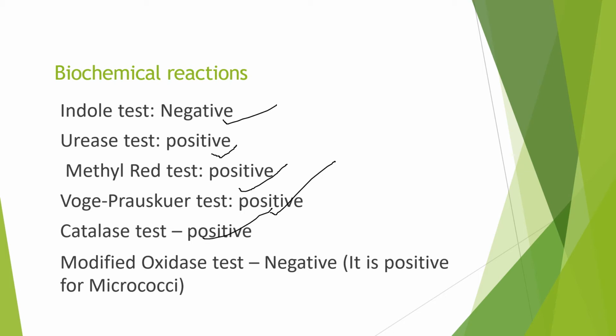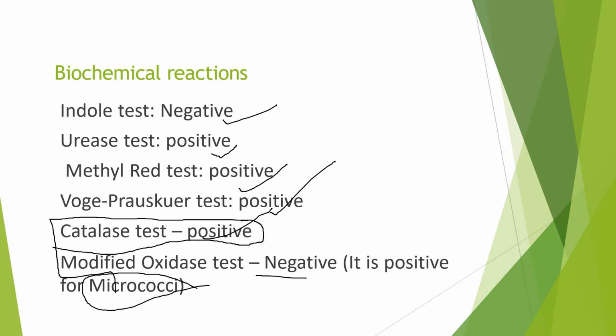Catalase, we already told, is a very important test, because this helps in differentiating between Staphylococcus genus and Streptococcus genus, because all of the Staphylococcus genus is catalase positive, while the majority of the Streptococcus genus is catalase negative. So in the modified oxidase test, it is negative, but it is positive for the micrococci.